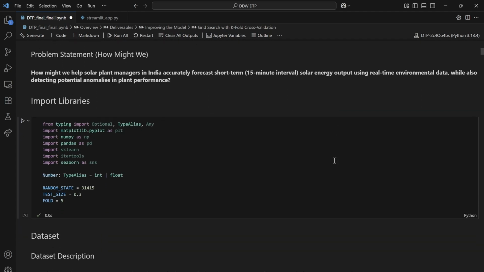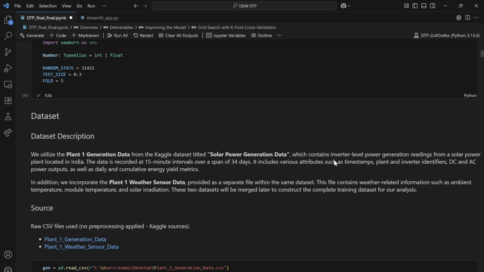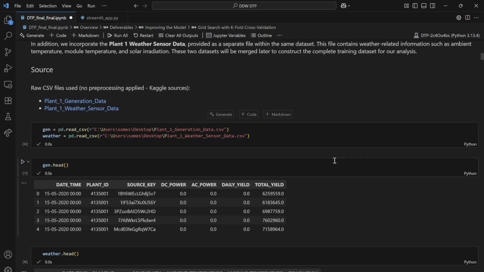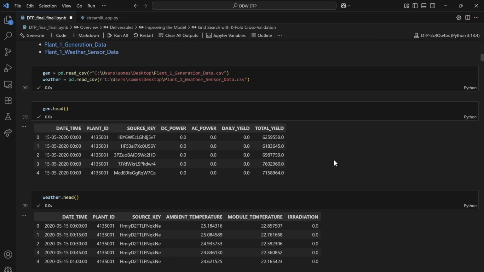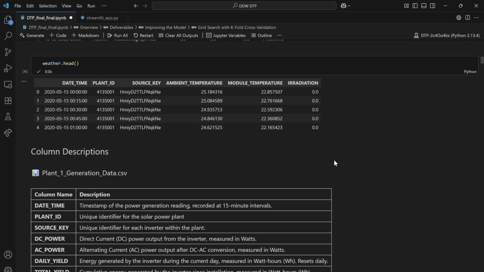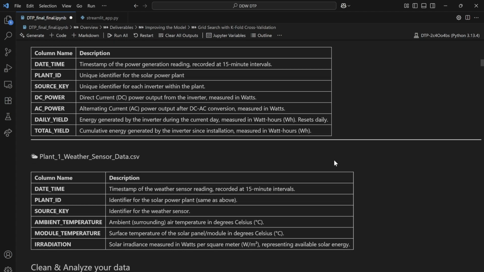How we did this is that we took into account two data sets: plant one generation data and plant one weather sensor data. These two data sets are shown here, with the heads of both and the columns of these data sets, which will be used later to achieve our desired output in our model.